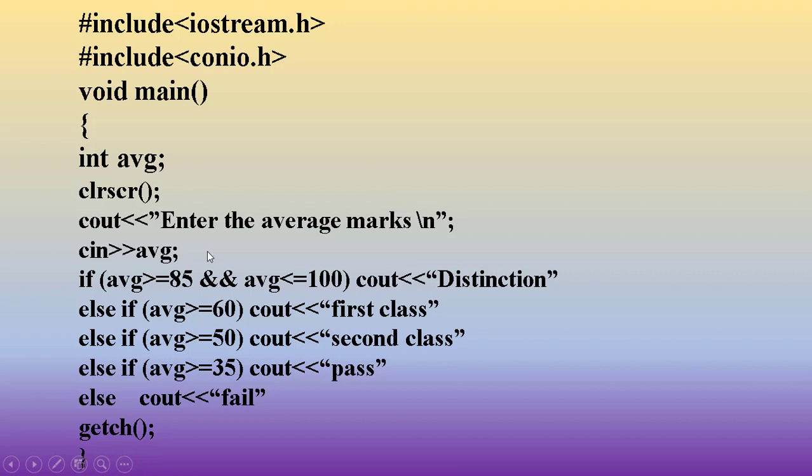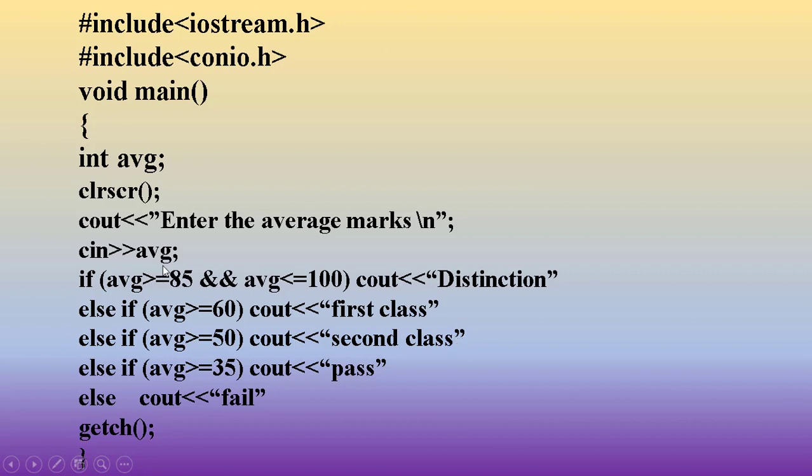Suppose the marks scored is 55, it will check the first condition, 55 is greater than 85, no it is not greater, so the condition becomes false. It will not execute this statement. It will go to the next, again 55 is greater than 60, no, so it will not execute first class. It will go to the next statement, 55 is greater than 50, yes it is greater than 50, so then it will print second class.